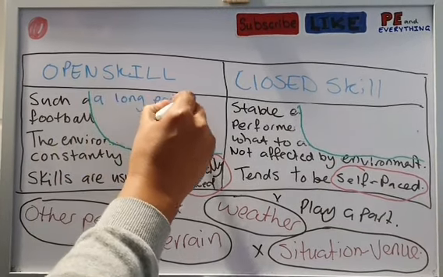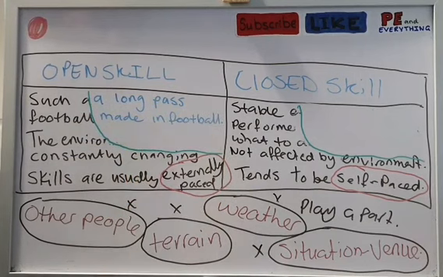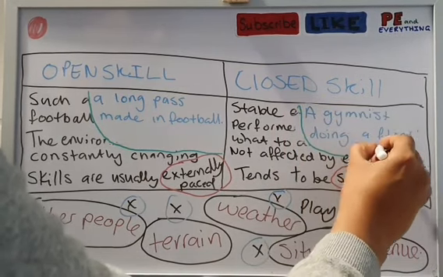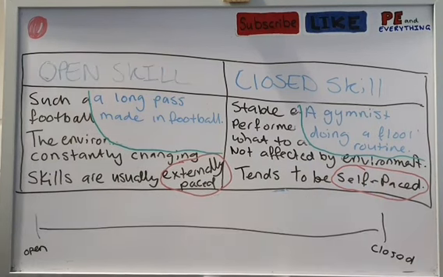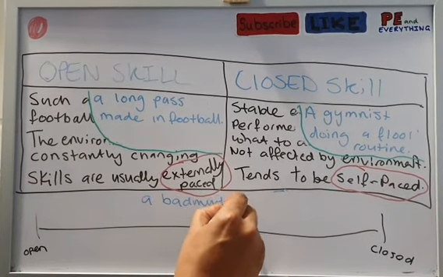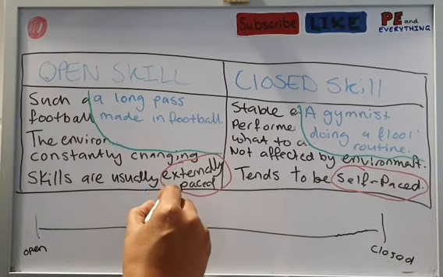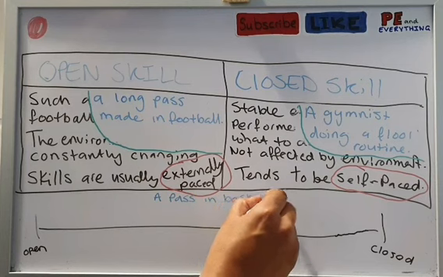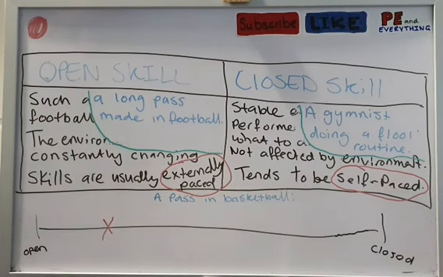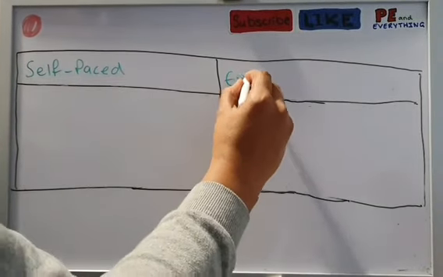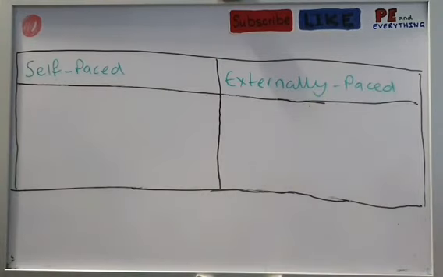If we look at sporting examples, a long pass in football would be an open skill because you have things like other people, the weather, the situation, they all play a big part. Whereas a closed skill, a gymnastics floor routine, is exactly how they would practice it. If we look at this continuum, a badminton serve, where would it be? I'd say it'd be a bit more of a closed skill because it's occurring in a familiar and stable environment. Whereas a pass in basketball involves other players, so it'd probably fall on the open skill side of the continuum. Now, as I said, we've got self-paced and we've got externally paced.